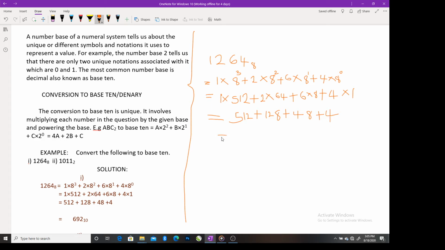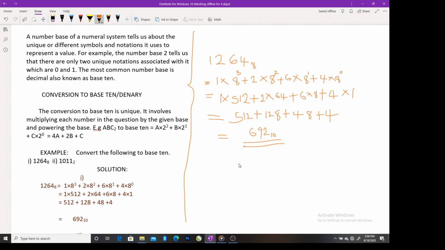So everything will be equal to what? Add them all together. You're going to be having 692, indicating it is in base 10. That will give us our final answer.